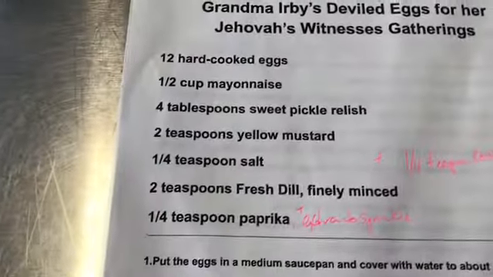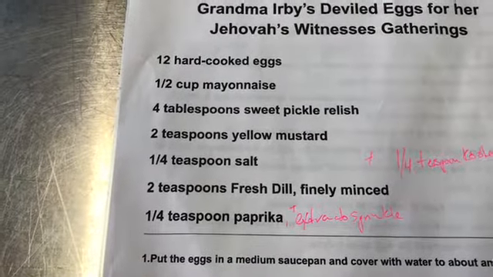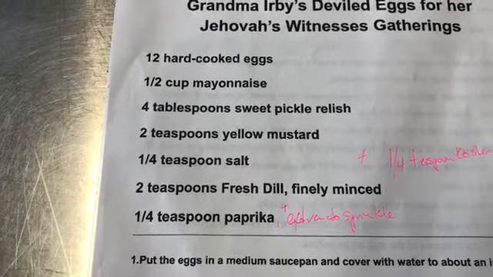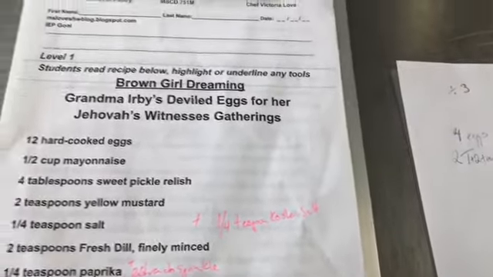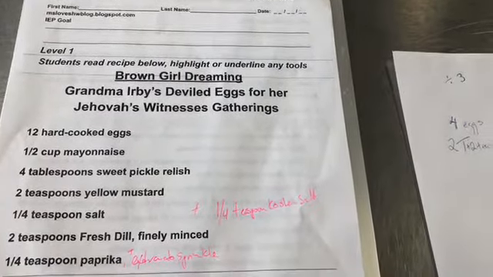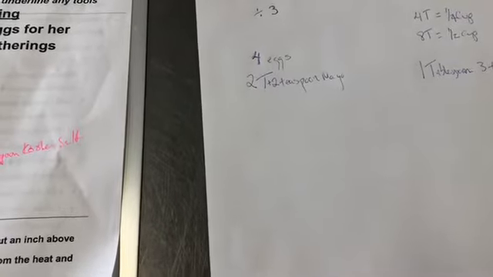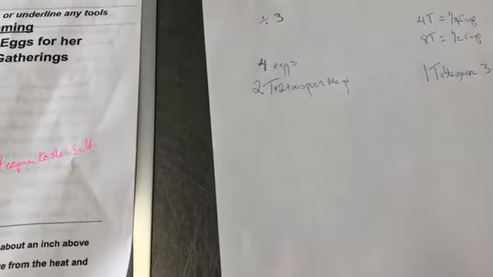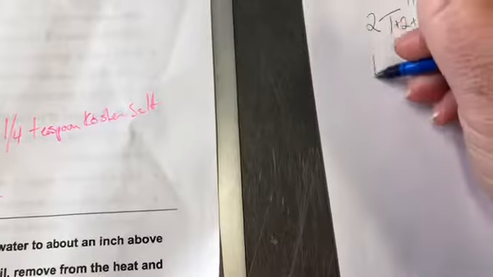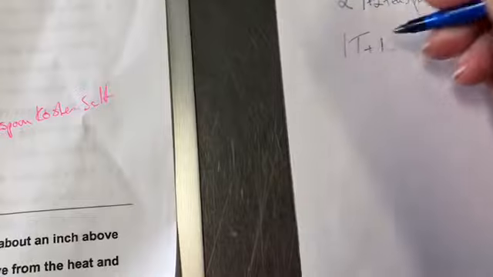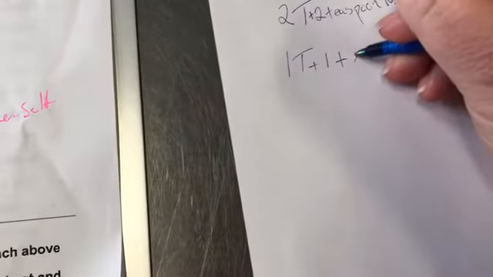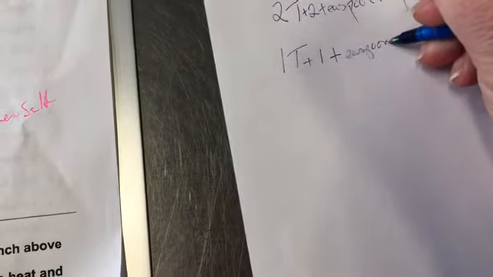Okay? Now, we have 4 tablespoons of sweet pickle relish. And if we divide that by 3, we're going to get 1.33 or 1 1/3. So 4 tablespoons becomes 1 tablespoon plus 1 teaspoon of relish.